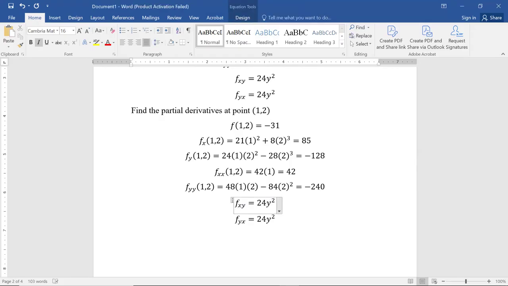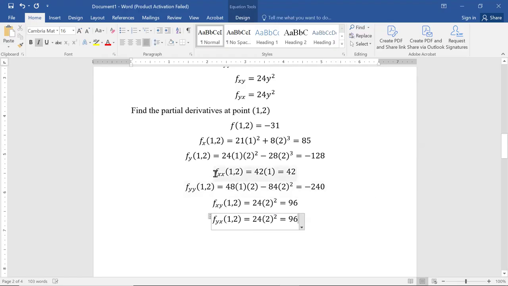Hopefully my calculations are right. If they're not, I apologize for that. If I plug in 1, 2 into f sub xy, what I end up doing is replacing the y with the 2. And so you get 24 times 2 squared, which is 96. Same thing here if I plug in the point 1, 2. 24 times 2 squared becomes 96.